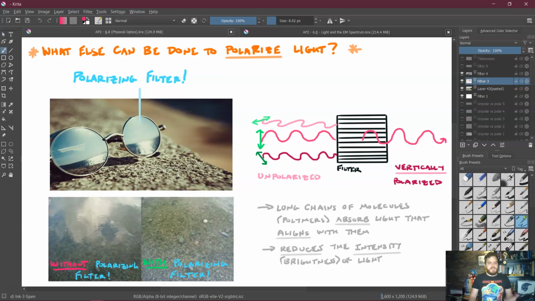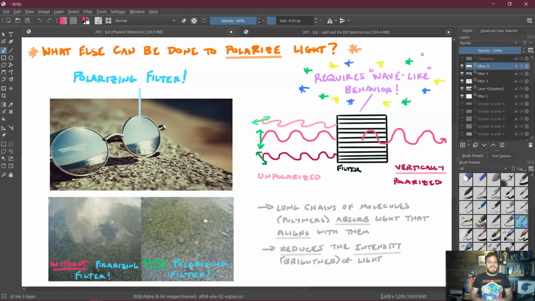So for instance, if I'm looking at the surface of this water here, let's say this picture was taken without any filter on it at all, and you get a lot of glare here. But if we add a polarizing filter to it, it cuts out a lot of that glare because it's removed a lot of that, in this case, horizontally polarized light, because that is the light coming off that surface, which therefore reduces the intensity, but it can also make it much easier to see. But once again, what's really key here is that this also requires wave-like behavior.